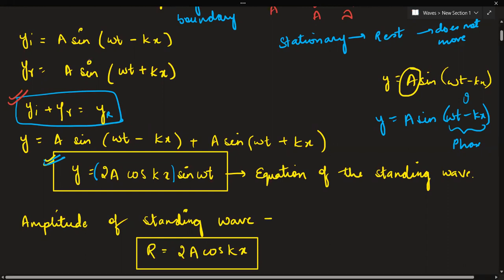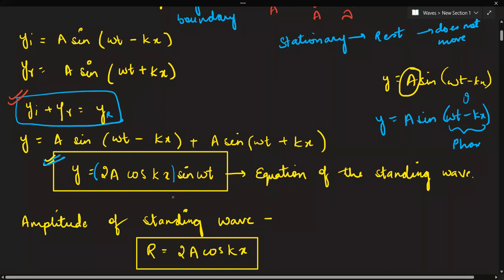If I add these two, this will be a sin(omega t minus kx) plus a sin(omega t plus kx). So we get 2a cos kx sin omega t. This is the equation of the standing wave. We use different trigonometric identities for this, which will take a lot of time. What you should remember right now is that y is equal to 2a cos kx sin omega t.